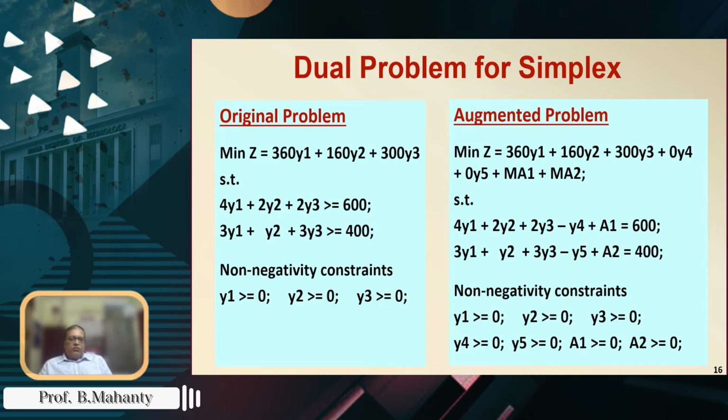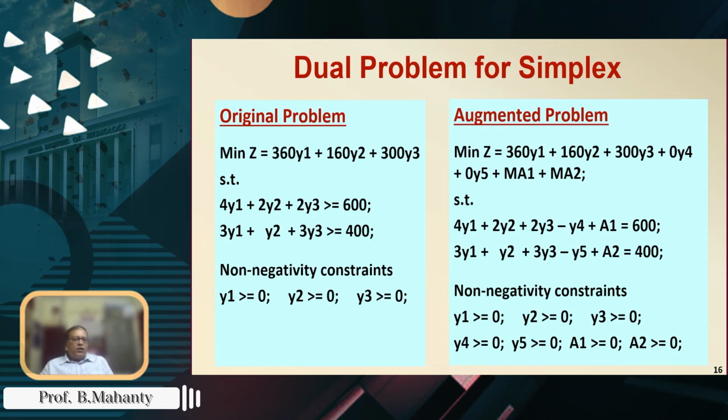So here is our dual problem. Minimize Z equal to 360 Y1 plus 160 Y2 plus 300 Y3, subject to 4y1 plus 2y2 plus 2y3 greater than or equal to 600, and 3y1 plus y2 plus 3y3 greater than or equal to 400, and the non-negativity constraints.